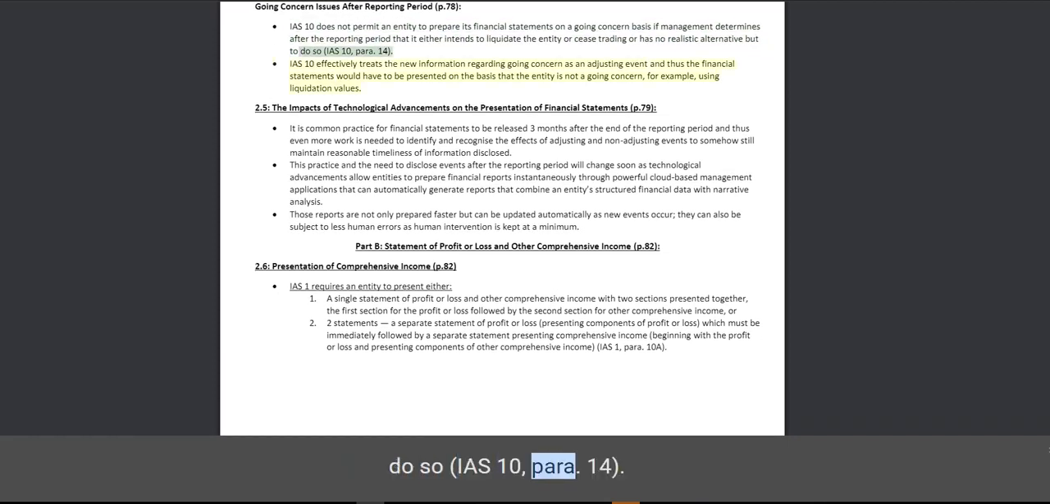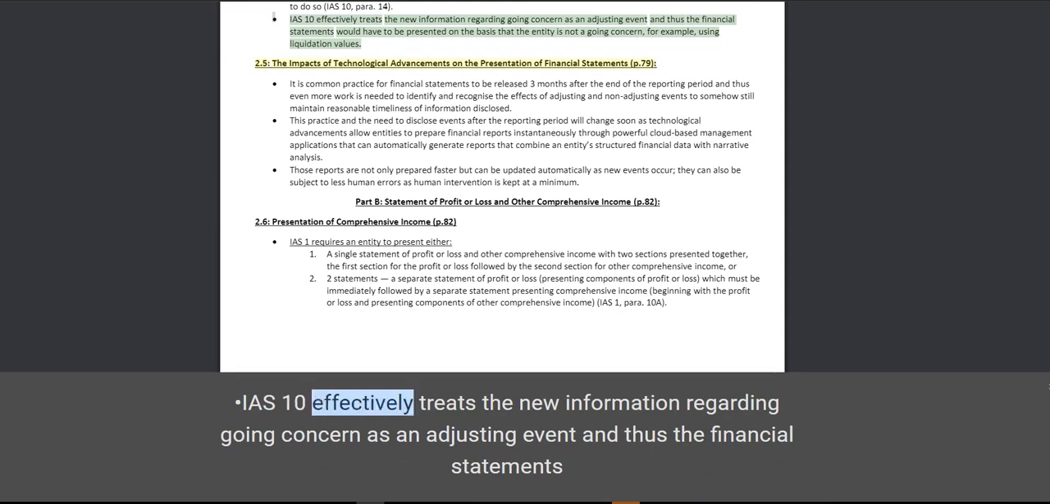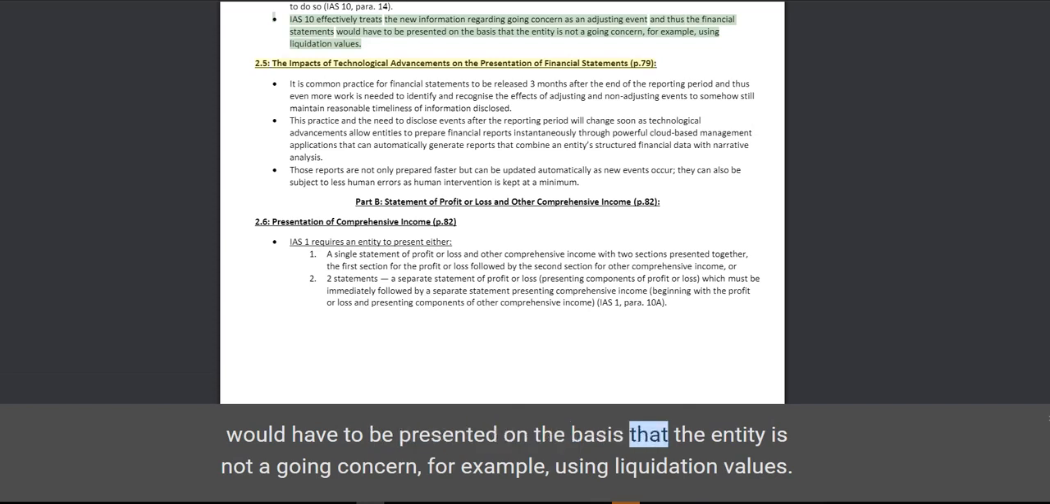IAS 10, para. 14. IAS 10 effectively treats the new information regarding going concern as an adjusting event, and thus the financial statements would have to be presented on the basis that the entity is not a going concern, for example, using liquidation values.